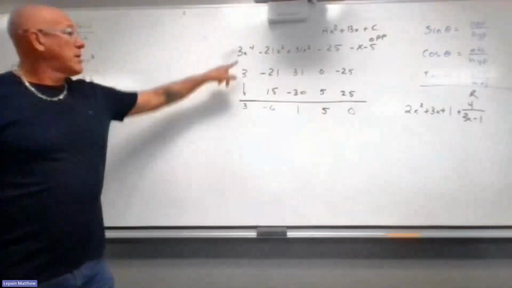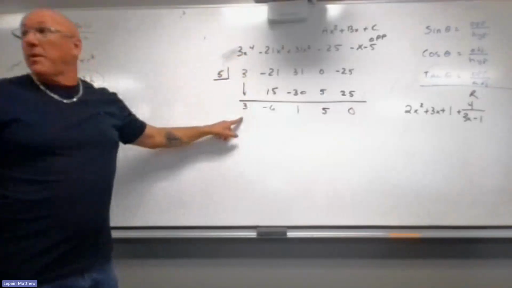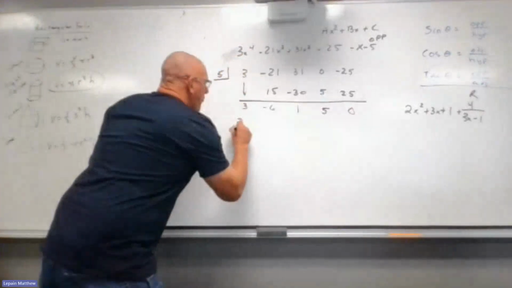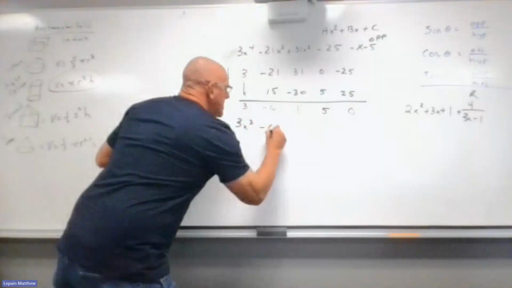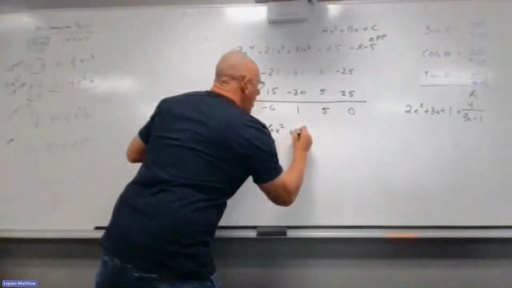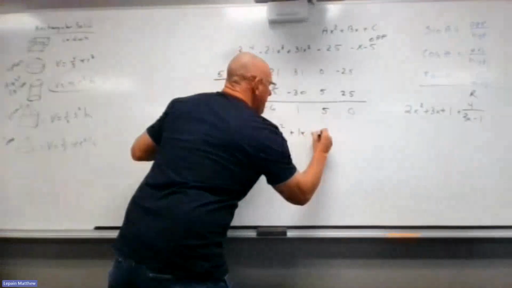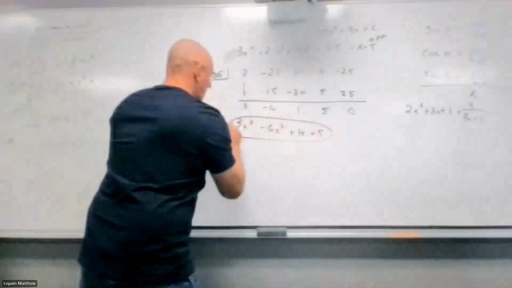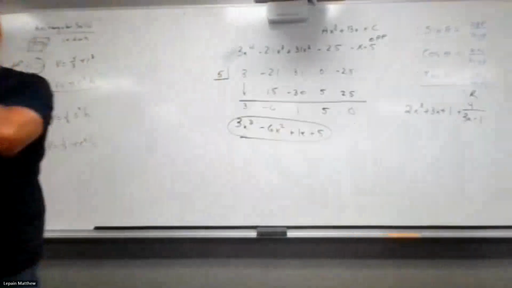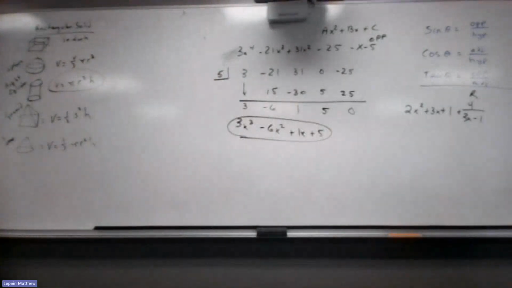What did we start with? A 4th power, right? So our next one's going to be a cube. We go 3x cubed minus 6x squared plus 1x plus 5. We don't have a remainder on this one. Okay. You guys good? All right.